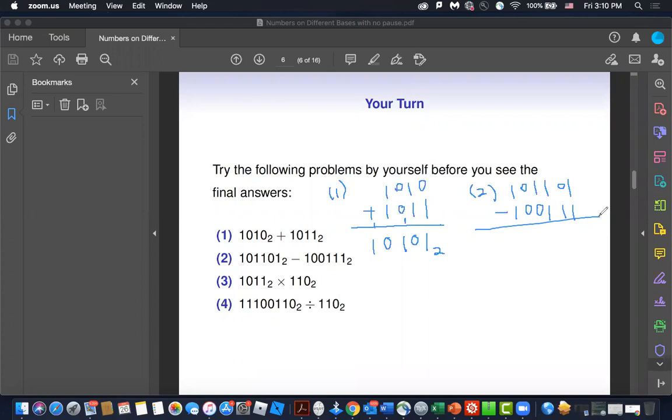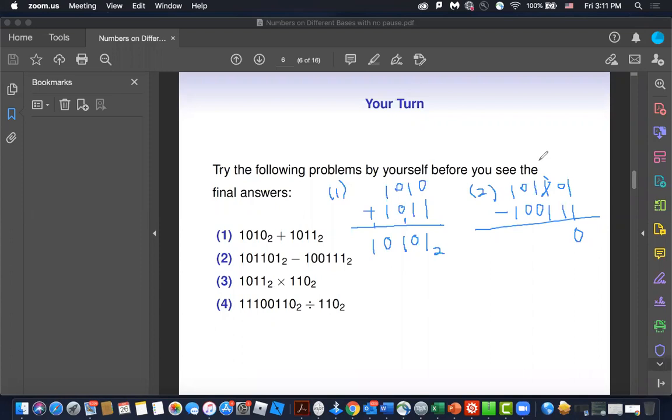And like before, we are going to do the subtraction from the right. So let's see. This one minus this one is 0. And this 0 minus this one, we borrow 1 from here. So we cross it, that position.